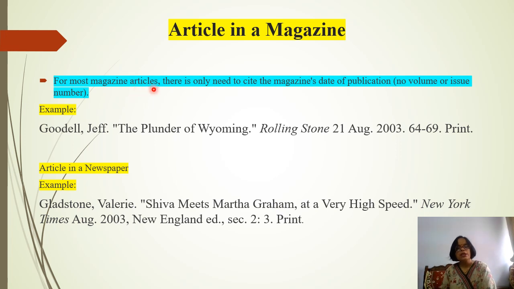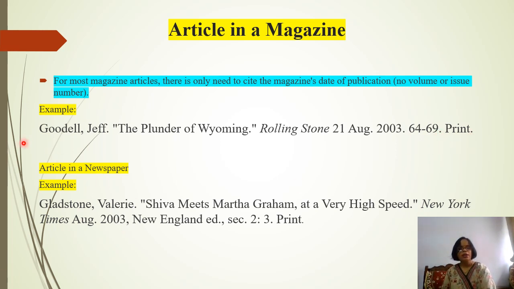For most magazine articles, you only need to cite the magazine's date of publication. No volume or issue numbers are required. So you can utilize this particular information also. For example: Goodell, Chef, then title, then name of the magazine, then date, year, page range, and medium.